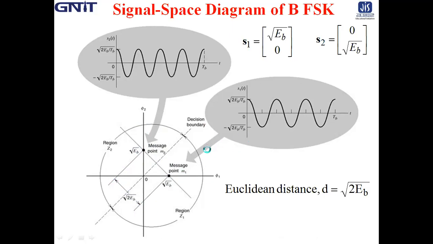And see, for S1(t), the frequency is the same, there is no phase difference. In frequency shifting, only the frequency is shifted between 1 and 0. So for message point M1 the frequency is, say, F1, and for message point M2 the frequency is different, say F2. No amplitude variation, no phase variation, only variation in frequency here.